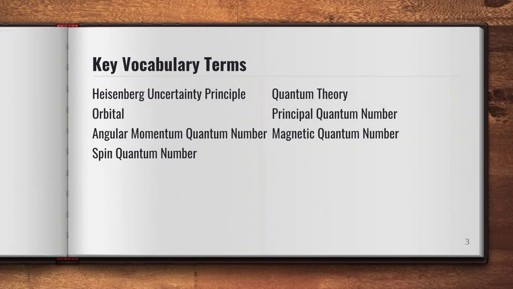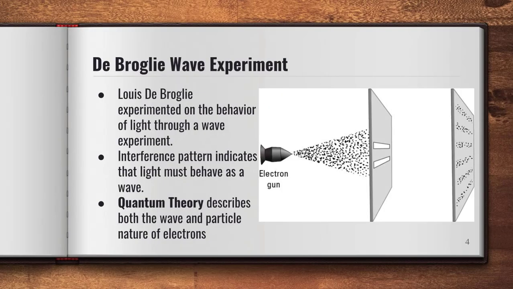So, just a couple of key vocabulary terms. You've probably never heard of any of these before, but we're going to be discussing things like the Heisenberg uncertainty principle, a little bit about quantum theory, orbital, and then a variety of quantum numbers that help us determine the specific or rough location of an electron outside of the nucleus of an atom.